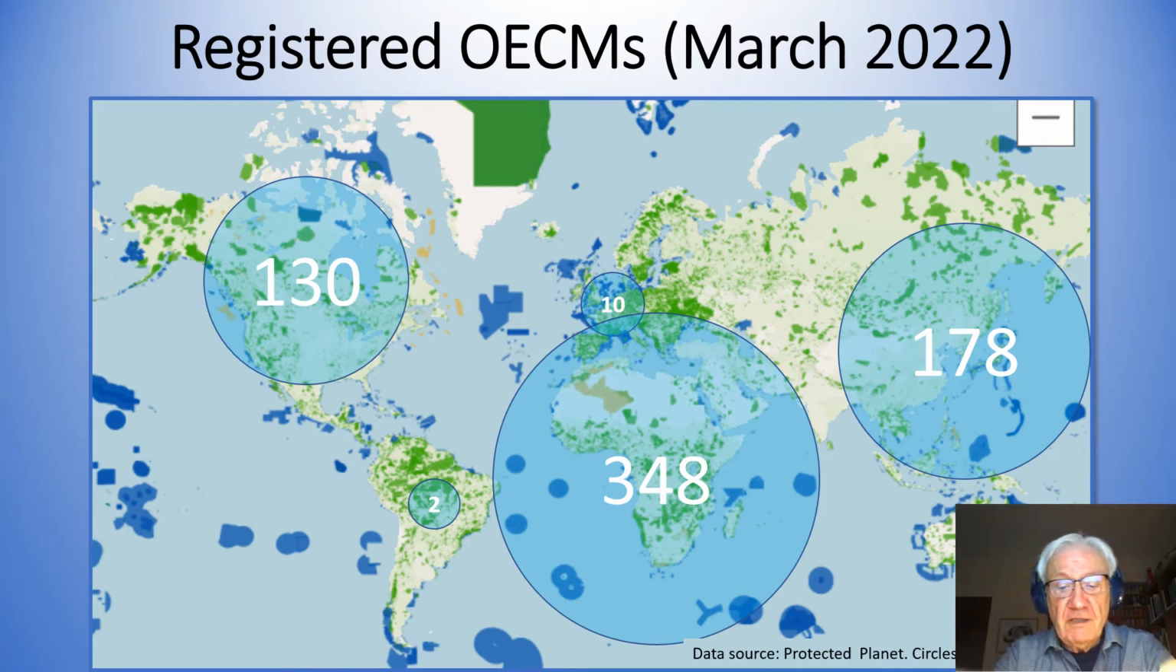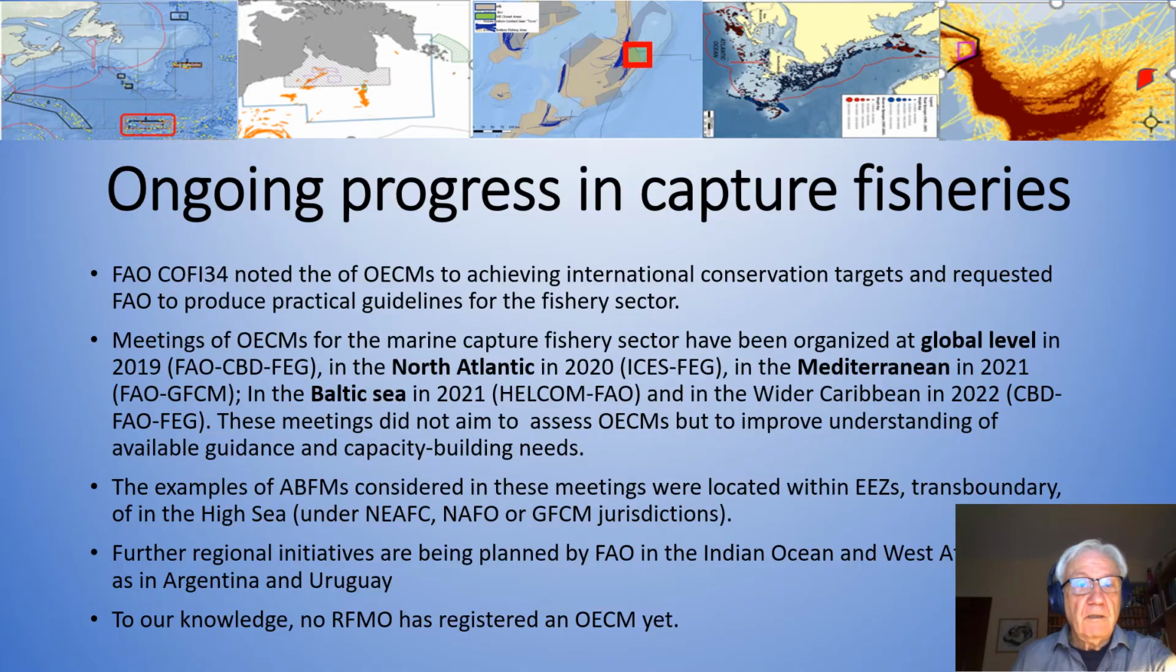Few countries have really started the OECM identification process: Canada in North America, Morocco and Algeria in Africa, and the Philippines in the Asia-Pacific area. 192 OECMs have already been registered as marine OECMs, but very few of them are fishery-related OECMs. The 34th FAO Committee on Fisheries noted the potential of OECMs for achieving international conservation targets and requested FAO to produce practical guidelines for the fishery sector.